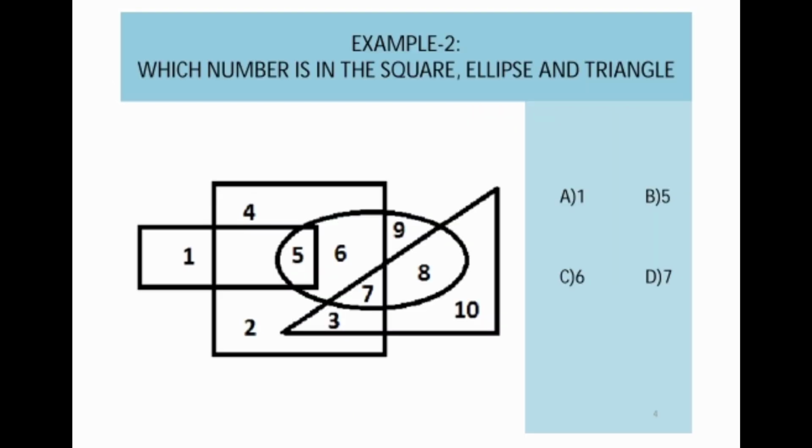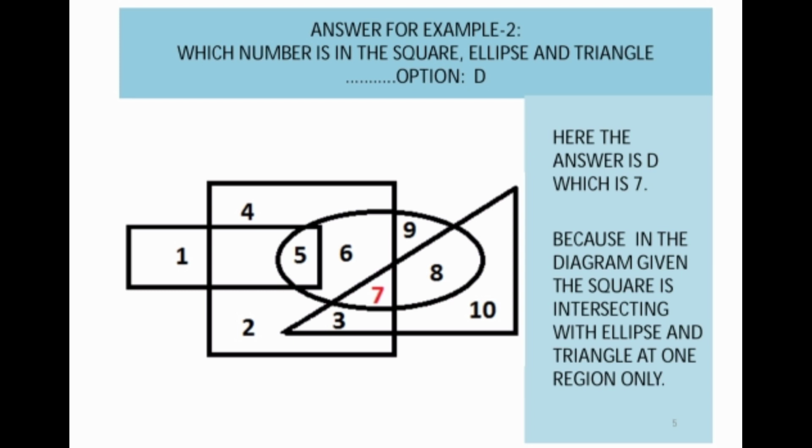Now, coming to example 2, which number is in the square, ellipse and triangle? The number which is in the square, ellipse and triangle is 7, because in the diagram given, the square is intersecting with the ellipse and triangle at only one region.